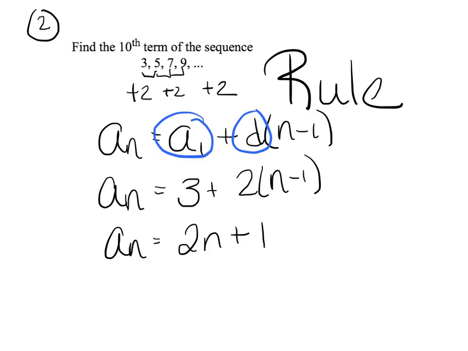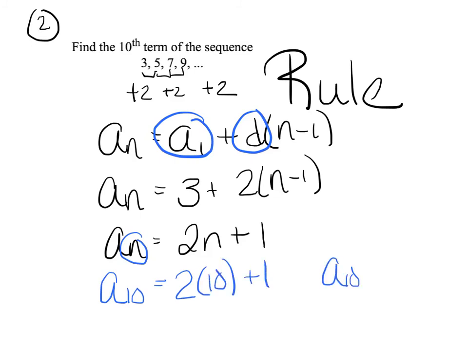Now if I want the 10th term, that just tells me to replace every n with the number 10. So a sub n equals 2 times 10 plus 1. A sub 10 is equal to 21. And there you have it.